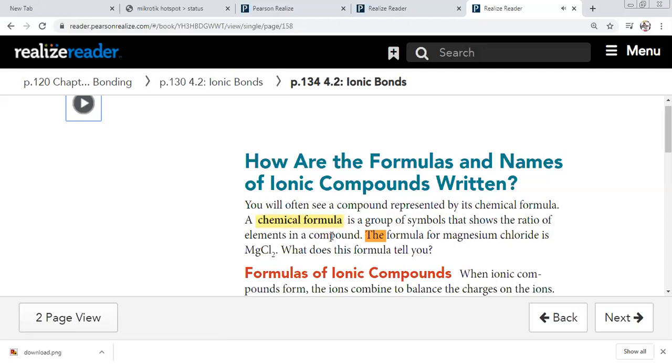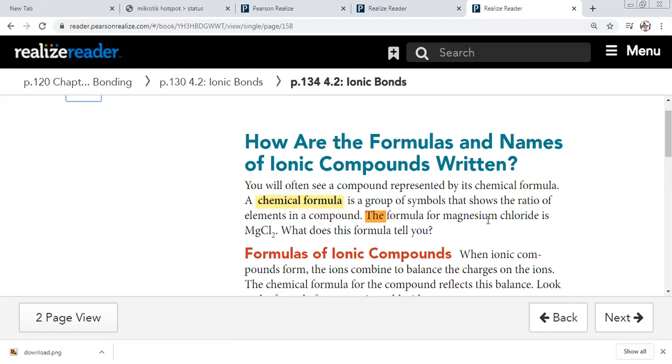A chemical formula is a group of symbols that shows the ratio of elements in a compound, like magnesium chloride, MgCl2. Magnesium chloride, MgCl2, is a chemical formula, and this chemical formula shows the ratio of elements. The number of magnesium is 1 and the number of chlorine is 2. Okay. The formula for magnesium chloride is MgCl2.